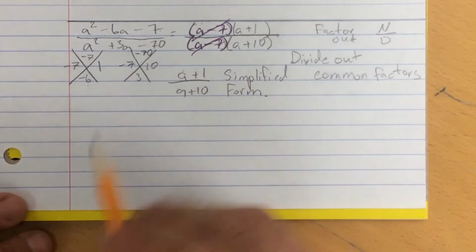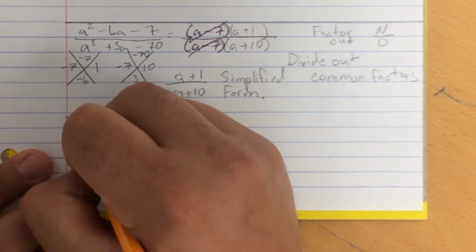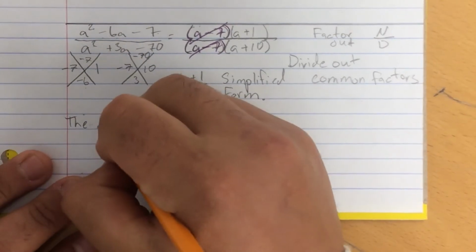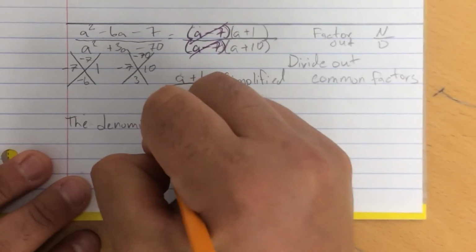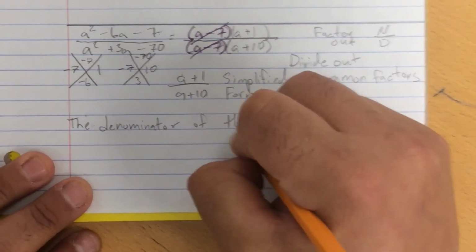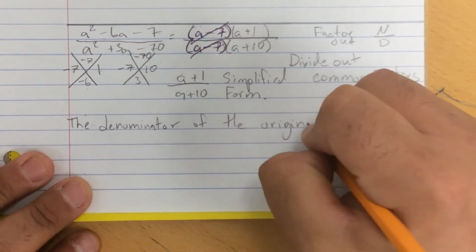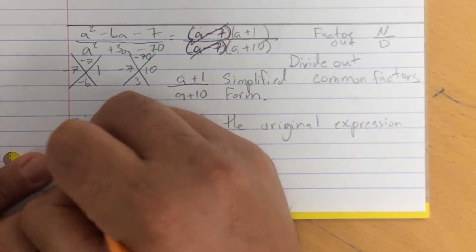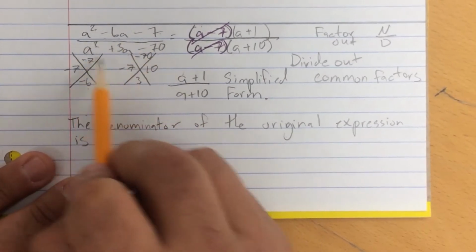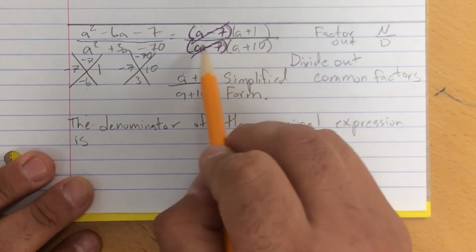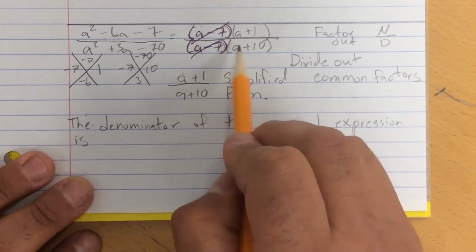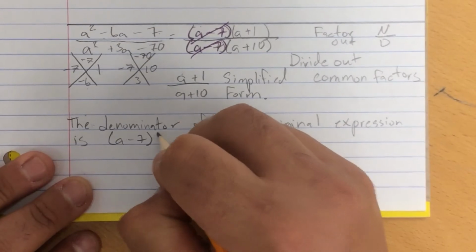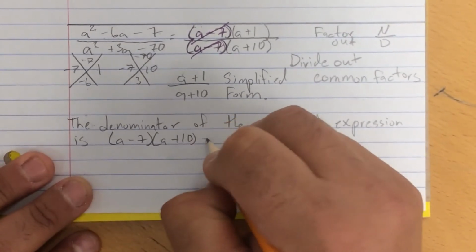Okay, now that we have that, we have to write our statement. The denominator of the original expression is, and what was it? It was this, right? But we're going to use this one because it's the same. It's just the factored form of that, but it's the same. We didn't actually change anything yet. So we have our a minus 7 times our a plus 10, and we're going to set it equal to 0.